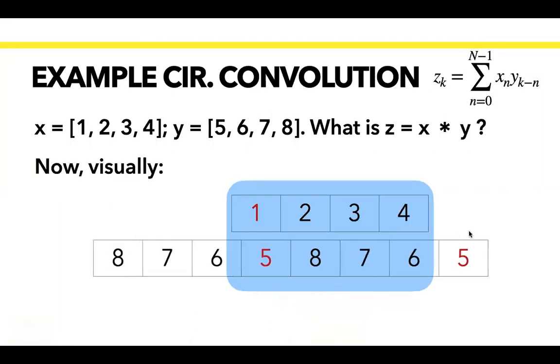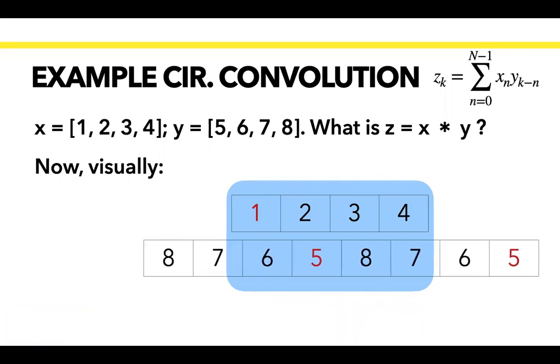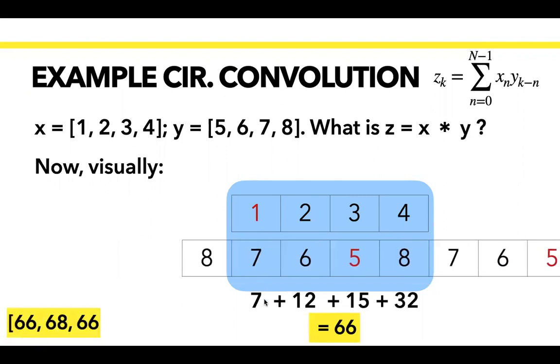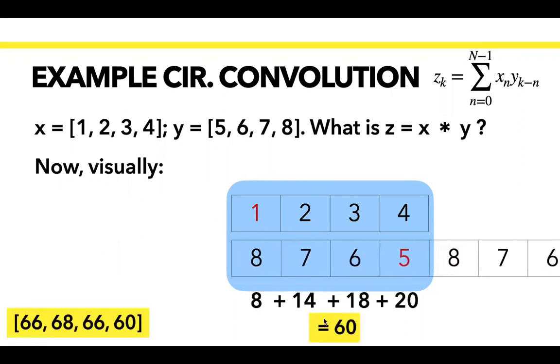We're just doing it visually now. Okay, so we slide it over, we get 68, we slide it over again, multiply, add the elements, we get 66, slide it over again, multiply, add the elements, okay? We get 60 and we're done. The reason we're done is because if we slid over one more time, there would be a 5 here.